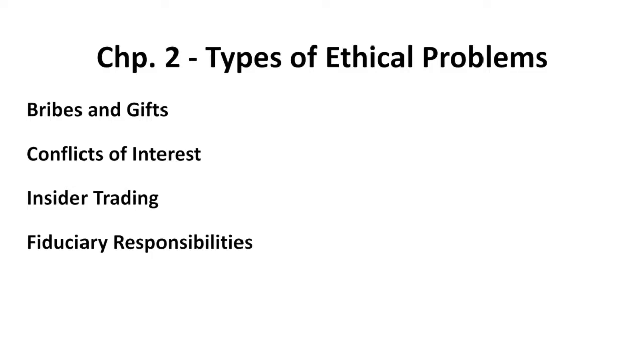Now here's some types of ethical problems that are a little bit smaller scale, and I guess for lack of a better term I'll think of them as more precise. Bribes and gifts. And let me back up just a step here.